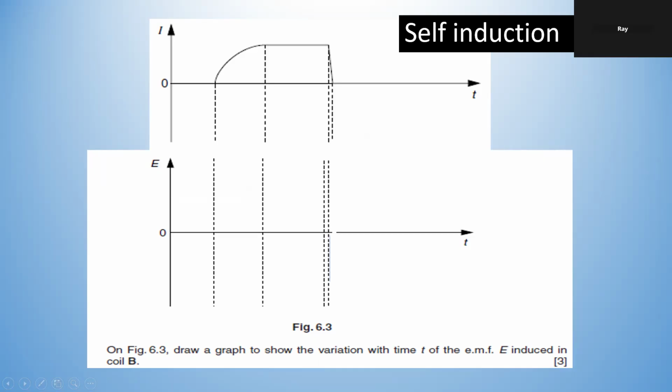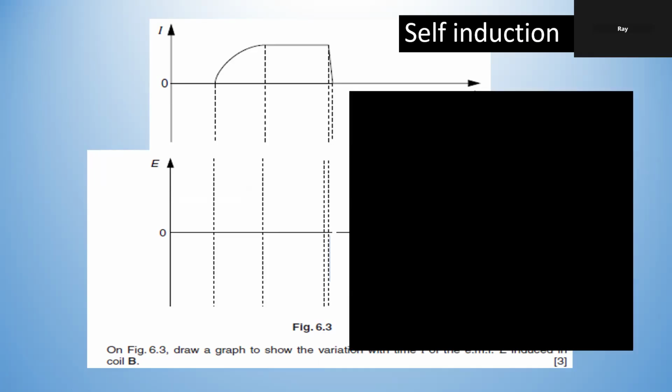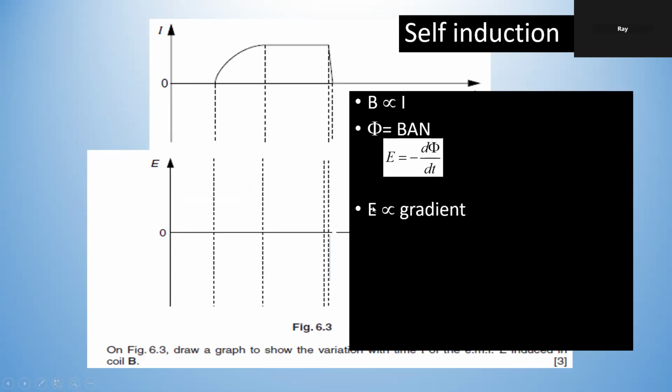How to draw the graph? Right, B is proportional to I. So we use Faraday's law. E is given by the gradient. So this part is very steep. This part gets less and less steep. And then this part is zero, horizontal. This part is zero.